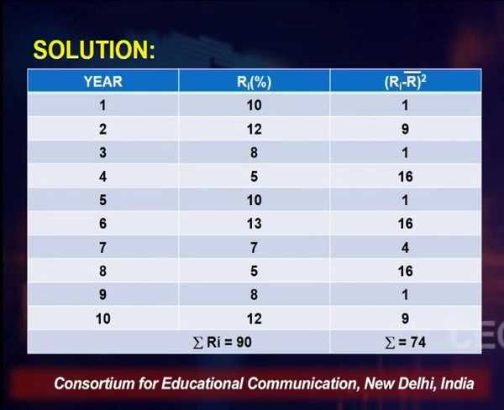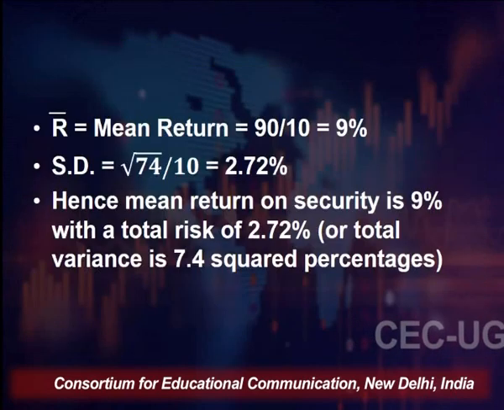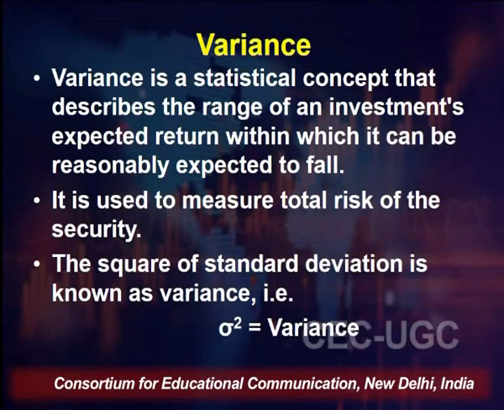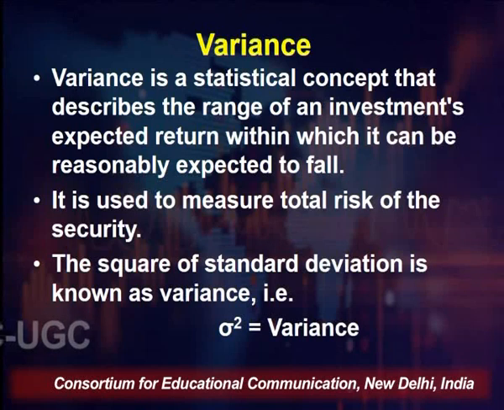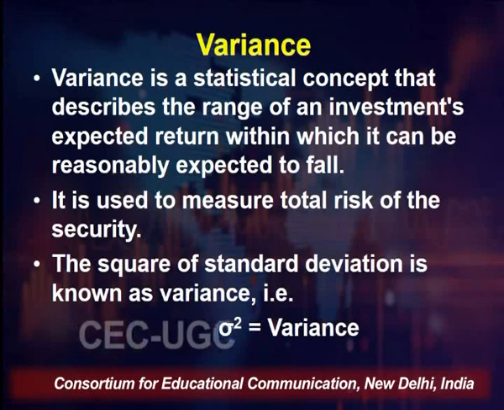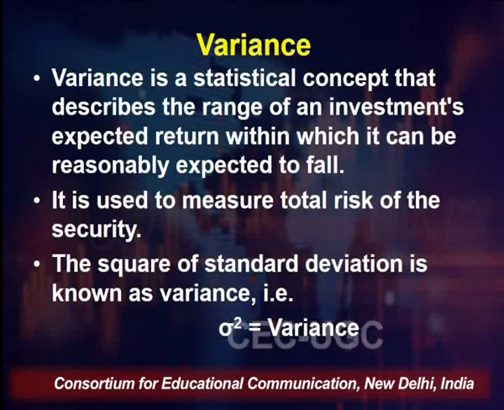If you have calculated the return over a particular period of time, say 10 years, 15 years, 20 years, and on the basis of that you are calculating the risk of an asset, the standard deviation. And the square of this standard deviation is called variance. Variance is considered a better measure of risk as compared to the standard deviation.